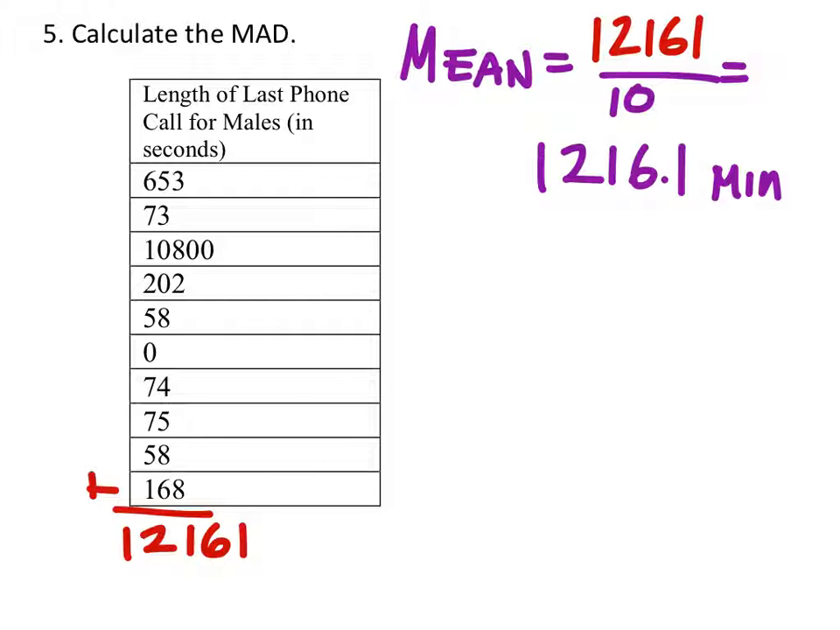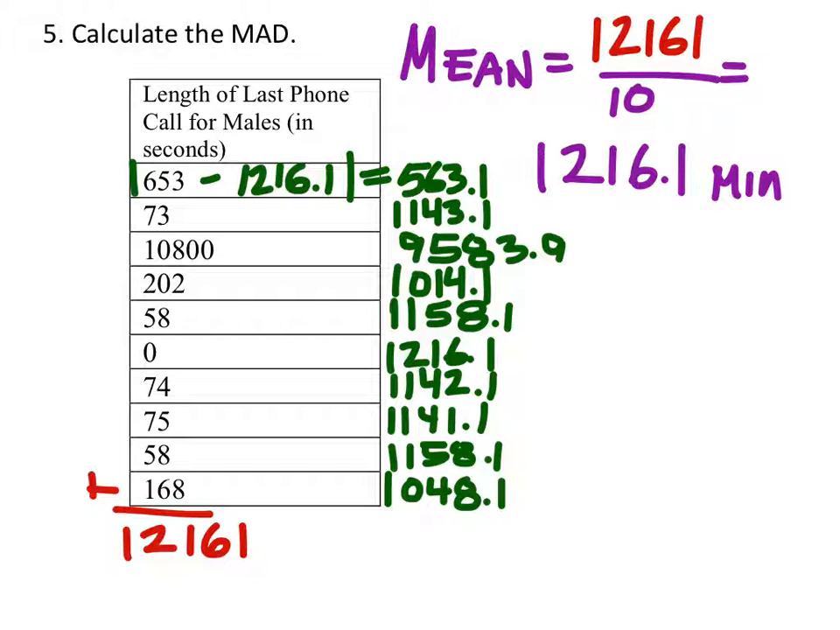So from each of these, we could take the absolute value of 653 and then just subtract the mean, 1216.1. And the absolute value of that would be the distance 653 is from 1216.1. All right, so 563.1 for these, but we're going to do it for all of them as well. All right, so these green numbers represent how far away each of these numbers is away from the mean in purple there in minutes. So what we need to do is find the mean for the green numbers.